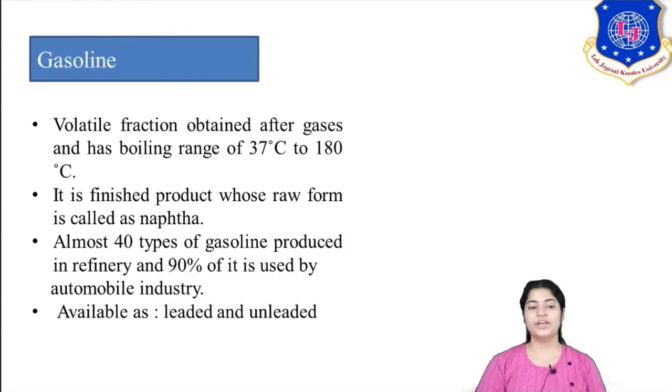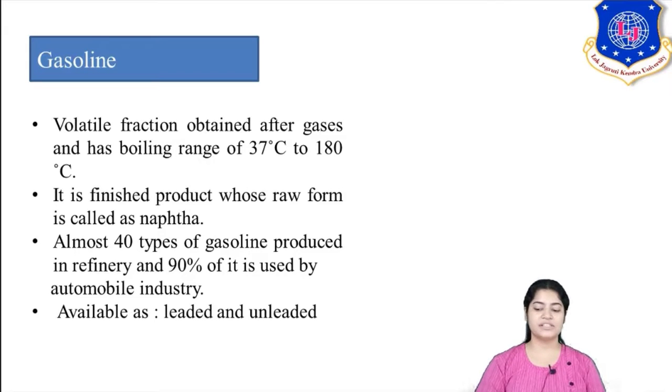Starting with gasoline: this is the volatile fraction which is obtained after the gases, and its boiling range is from 37 degrees Celsius to 180 degrees Celsius. That is the range of this fraction. It is the finished product whose raw form is called naphtha.